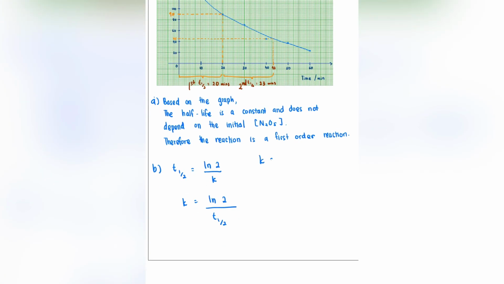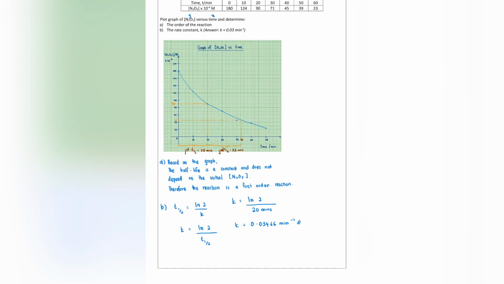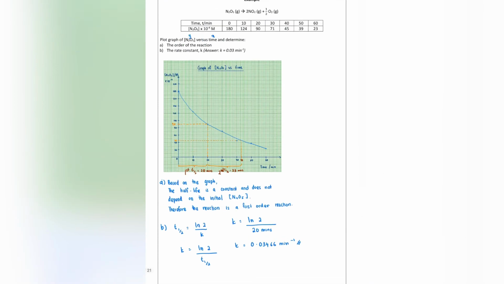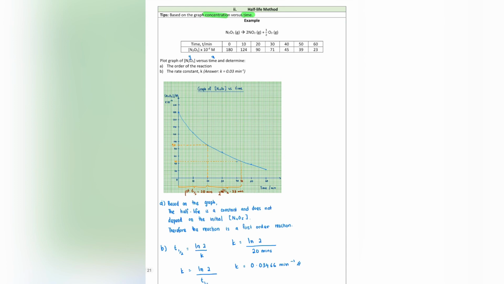So ln 2 we don't have to worry about because it is a constant. Our half-life is 20 minutes, so we need to divide by 20 minutes. And it turns out my value of K is 0.03466 per minute. The unit becomes per minute because we divide by minutes. Alright, so this is my answer for our rate constant. Basically we are done with this example.